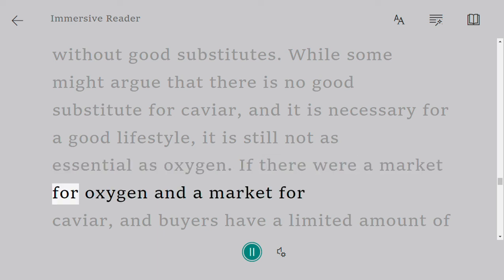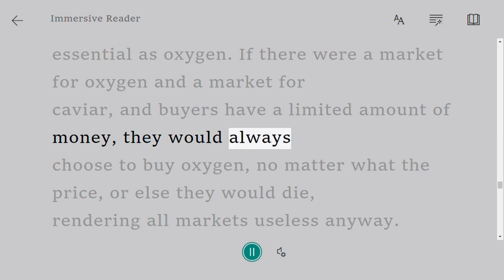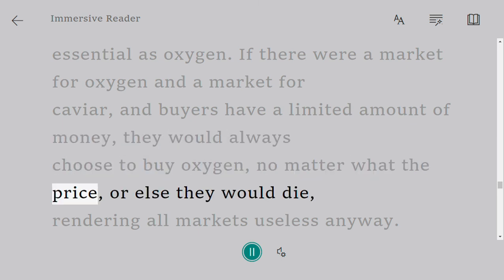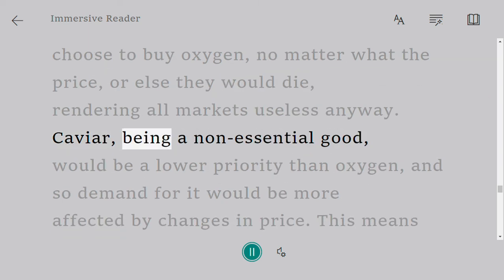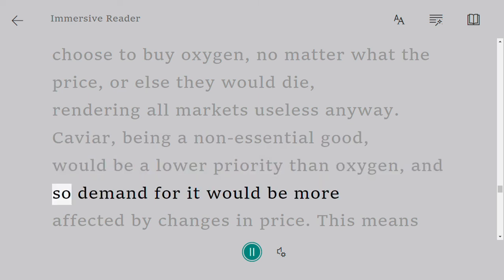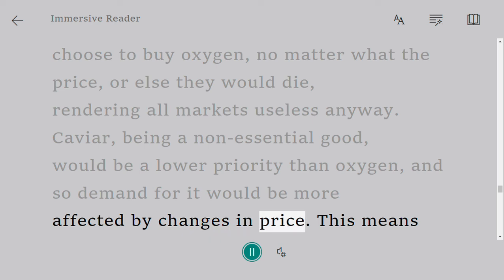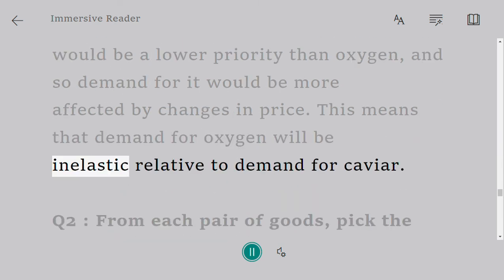If there were a market for oxygen and a market for caviar, and buyers have a limited amount of money, they would always choose to buy oxygen, no matter what the price, or else they would die, rendering all markets useless anyway. Caviar, being a non-essential good, would be a lower priority than oxygen, and so demand for it would be more affected by changes in price. This means that demand for oxygen will be inelastic relative to demand for caviar.